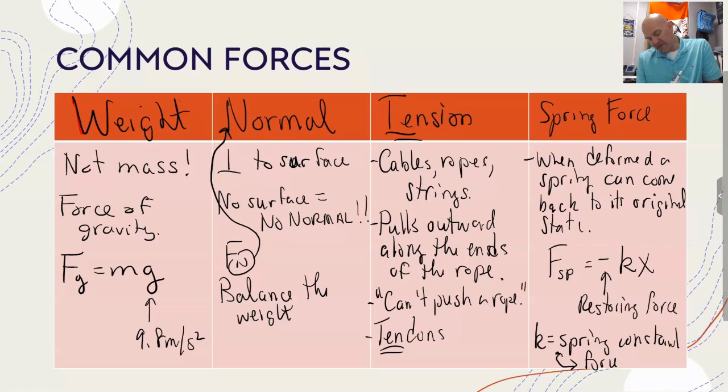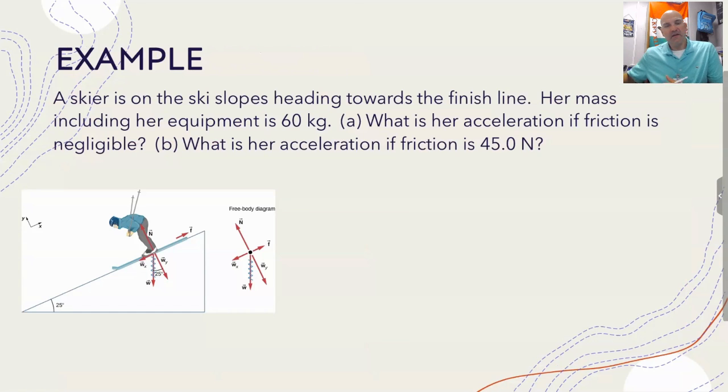Okay. The spring constant is measured in newtons per meter. So that just basically tells you how many newtons per meter you need to stretch, right? So a slinky has a very low K value, whereas a garage door spring has a very high K value. So now let's look at a couple example problems centered around these common forces.